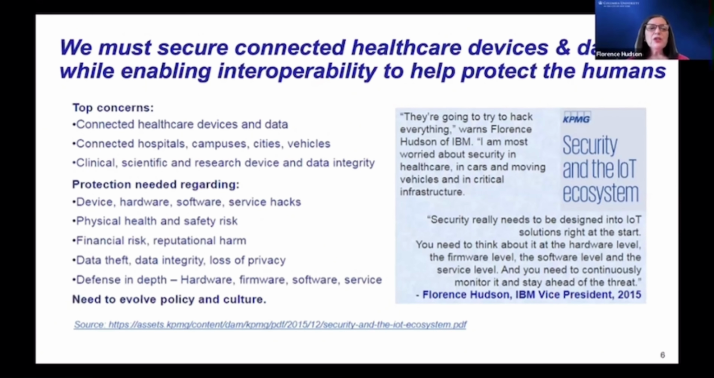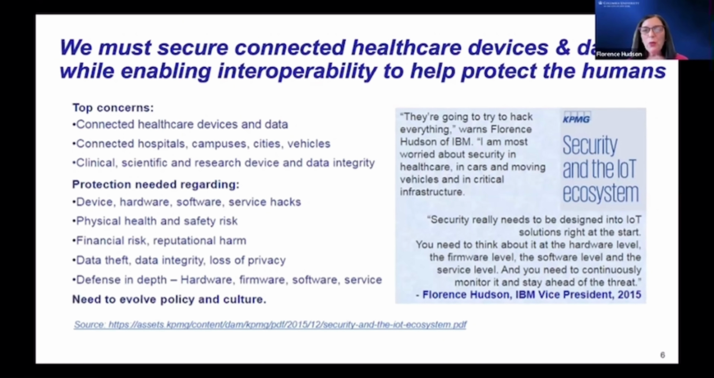So we need protection at the device, hardware, software, and service level to protect against physical health and safety harm, financial risk for the companies involved, reputational harm the same way, data theft, integrity, or loss of privacy. And we need a defense in depth strategy at the hardware, firmware, software, and service level, and then need to evolve our policy and culture to expect this.